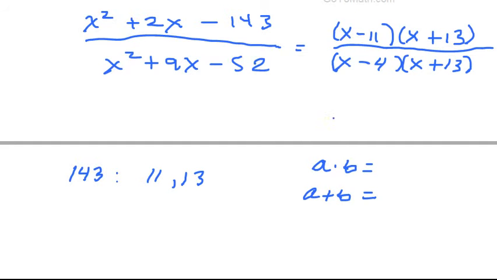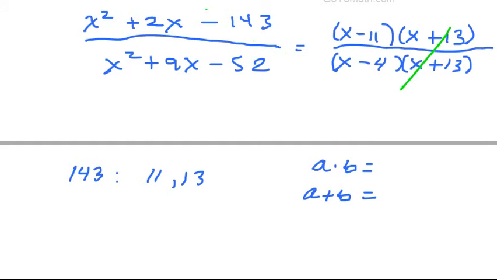What do you know? All right. Yeah, 13 times 11 is 143. So we need a negative 11, right, to get that. And then negative 11 plus 13 is positive 2. Okay. So as you can see here, these cancel out.